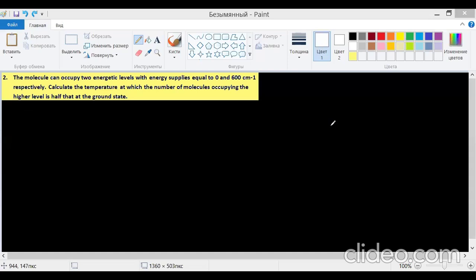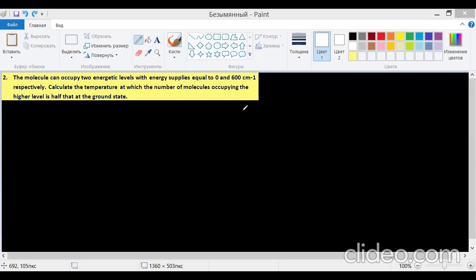Let's proceed to the next problem. So we've got a molecule which can occupy two energetic levels with energies equal to 0 and 600 inverse centimeters respectively. They want us to calculate the temperature at which the number of molecules occupying the higher level is half that at the ground state.